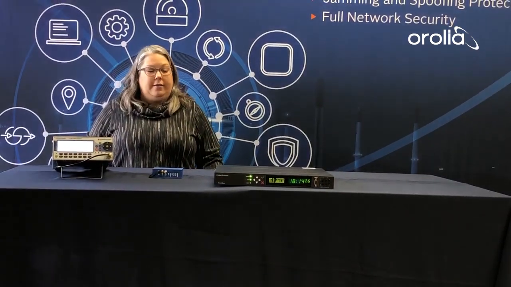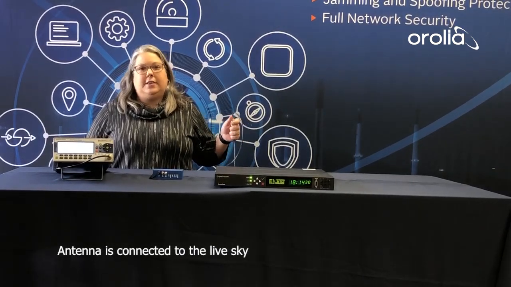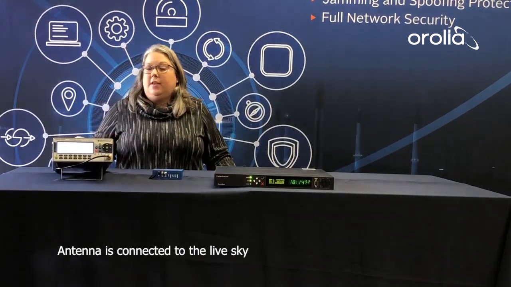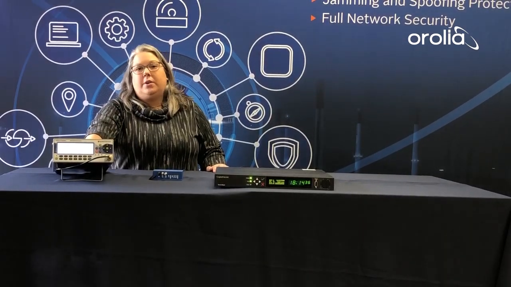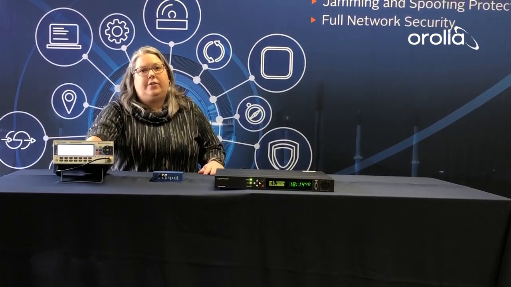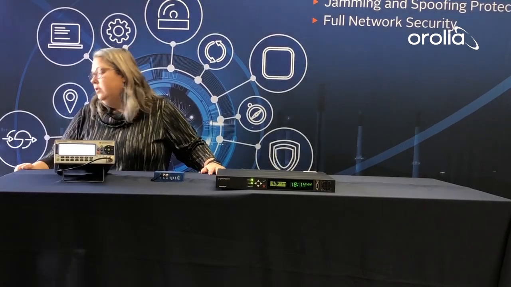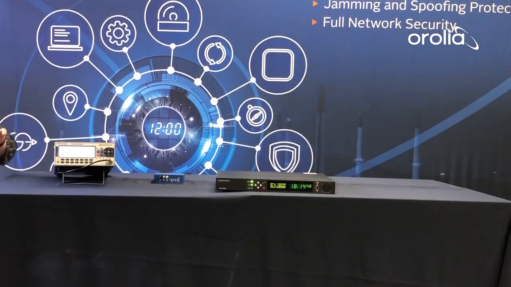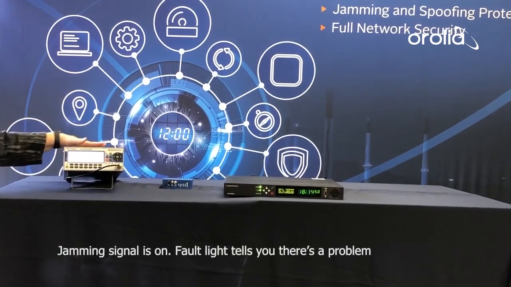So right now I just have the SecureSync connected to the antenna to the live sky. The jamming signal is combined with those through a combiner. And I'm going to go ahead and turn the jamming signal on so we can see how the SecureSync reacts to that. So first, we don't have ThreatBlocker in line at all. So I just need to push start. I already pre-configured it.